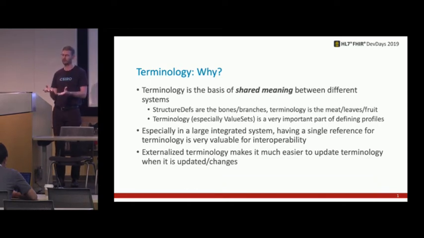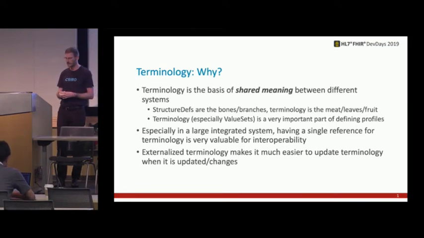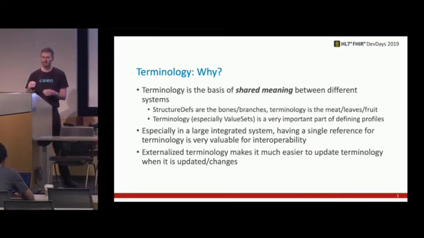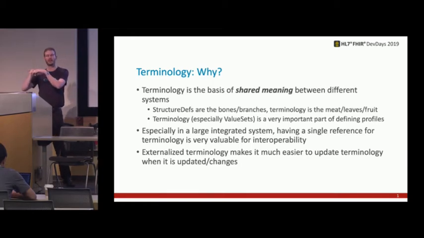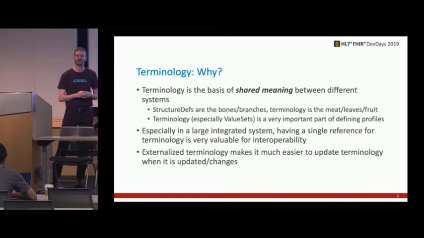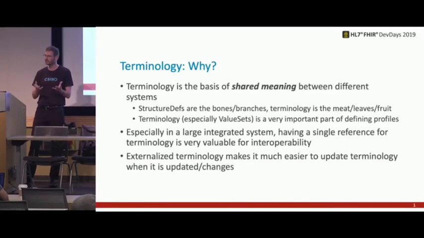And FHIR Terminology has done a really good job of giving us a single way of talking about terminology across a whole bunch of different code systems in a way that really helps us in practical systems. In a large integrated system, it gives us a way of having a single reference point for terminology if we want to, which is really valuable for interoperability. And it also makes it possible to externalize terminology so that rather than having terminology capabilities built into each different system, we can, if we choose to, have an externalized terminology service that is a single source of truth for terminology in our larger system.